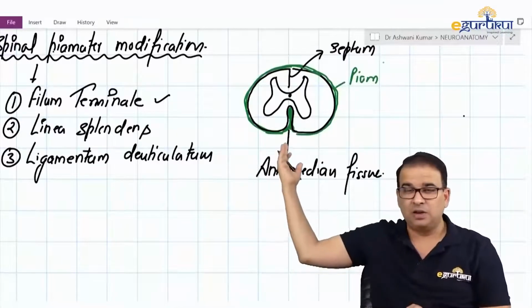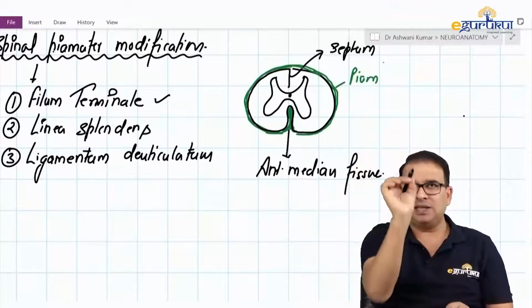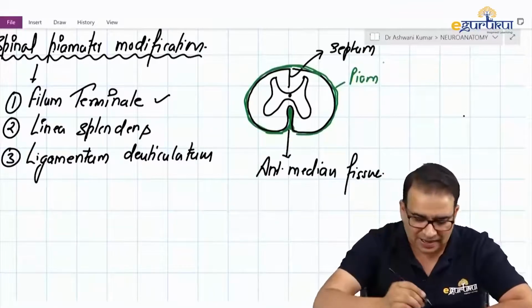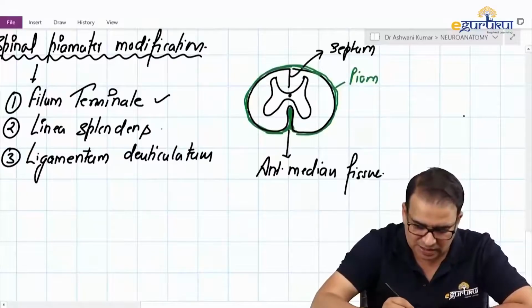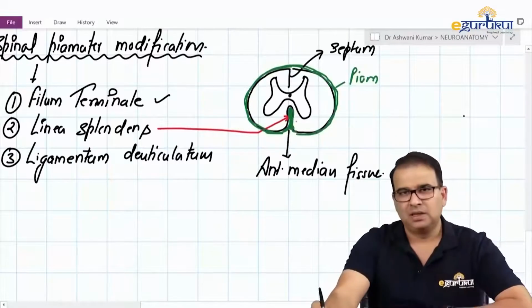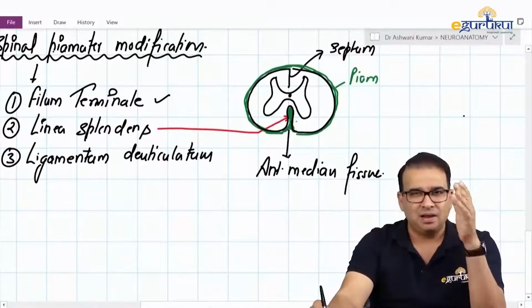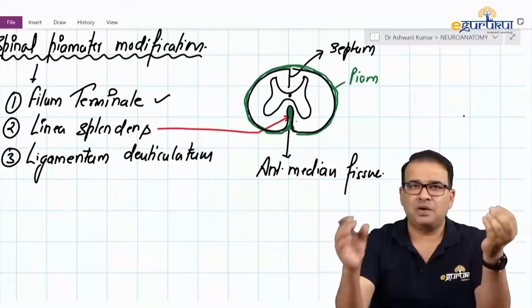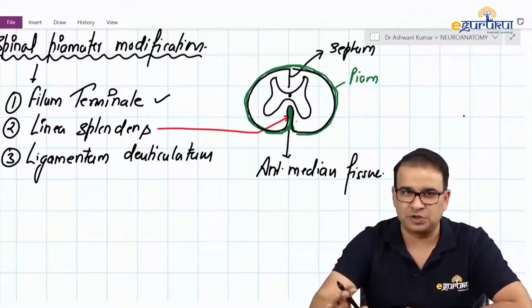That's the anterior part of the spinal cord. So when you look at the spinal cord, you will see that it looks like there is a white line running in the center of the spinal cord, and that is what you call the linea splendens, guys. It's a bright white line right in front of the spinal cord, which is nothing but the pia mater filled inside the anterior median fissure.